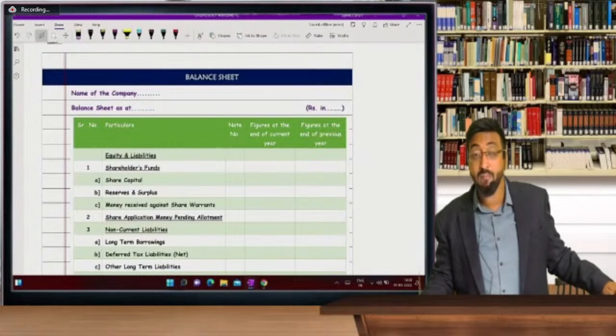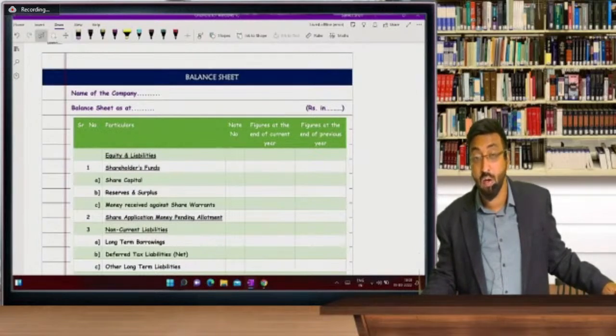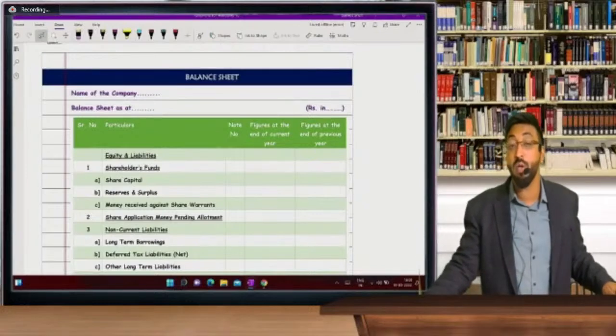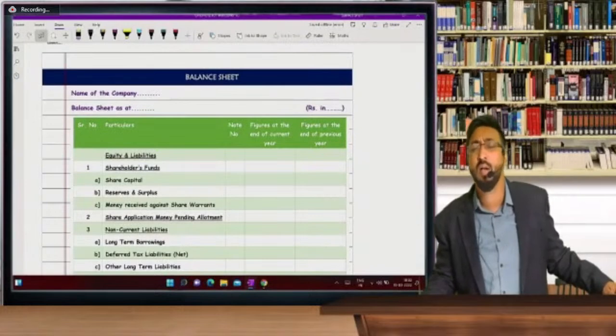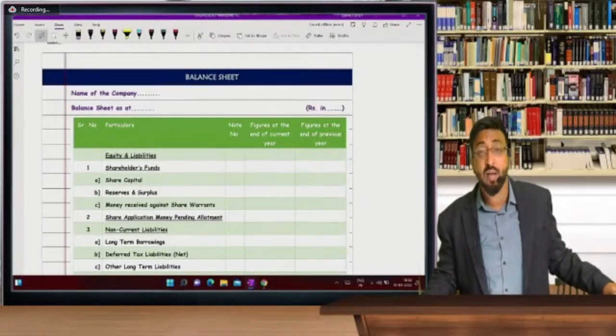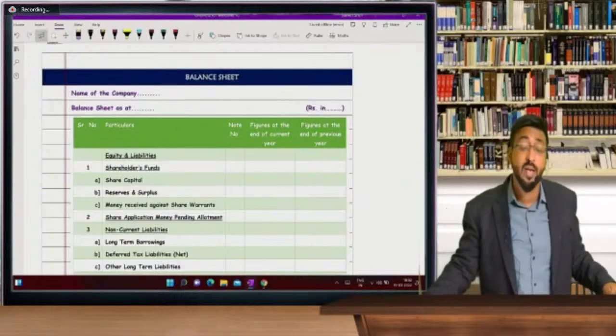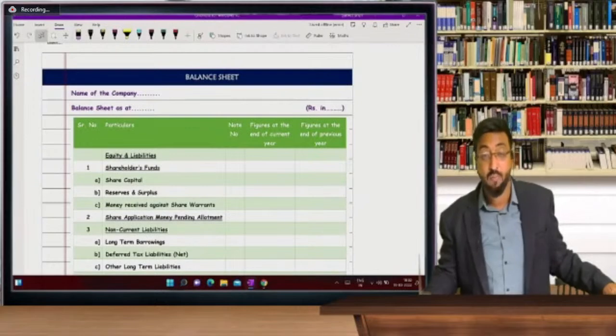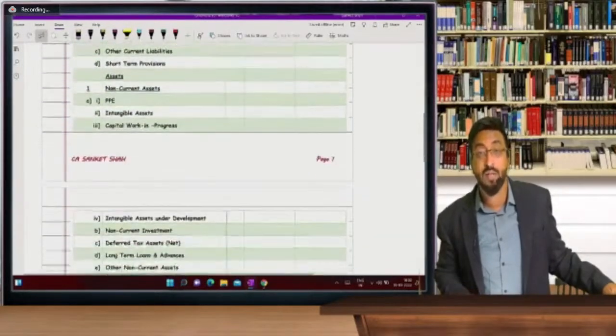So friends, you have to remember the balance sheet pro forma as I explained in the last session. The balance sheet pro forma is very, very important. Equity and liabilities: shareholders' funds, share capital, reserves and surplus; non-current liabilities, long-term borrowing, deferred tax liability, other long-term liabilities, long-term provisions. Current liabilities: short-term borrowing, trade payable, other current liabilities and short-term provisions. So this is the pro forma of the balance sheet. Now the assets pro forma is still remaining.